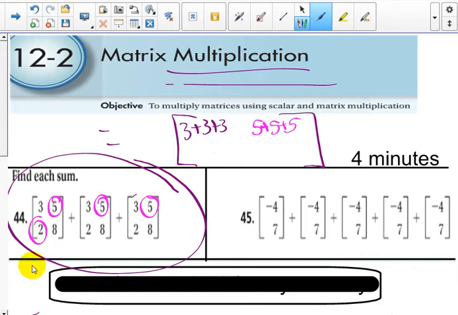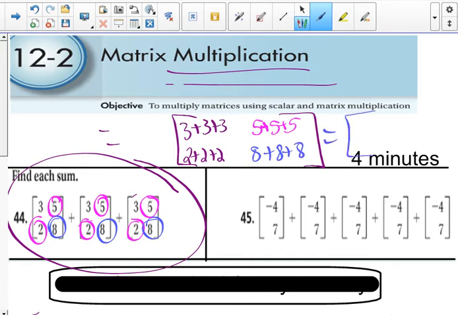And then 2 plus 2 plus 2. And then 8 plus 8 plus 8. Okay, so when we solve this, we're going to have 9, 15, 6, and 24. Does everybody see that?